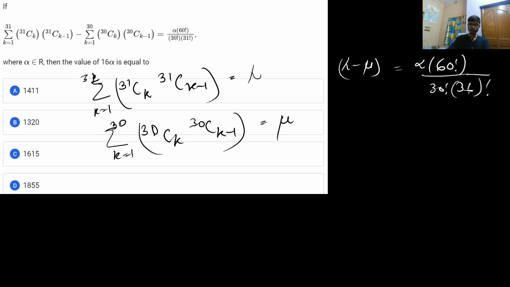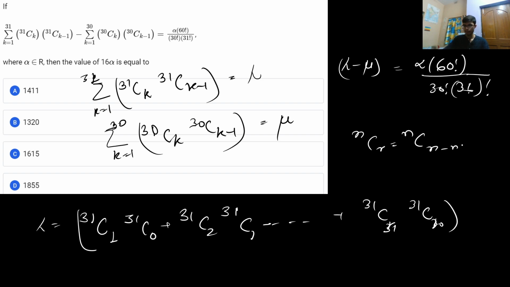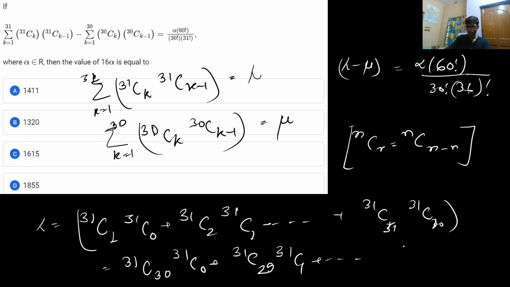If you look at the first summation, it is given as 31C1 into 31C0 plus 31C2 into 31C1, and so on up to 31C31 into 31C30. Now we know a very important relation, that nCr is equal to nC(n minus r). By using this relation, I can write 31C1 as 31C30, and so the terms become 31C30 into 31C0 plus 31C29 into 31C1, and so on up to 31C0 into 31C30.